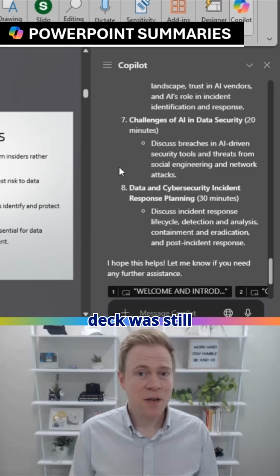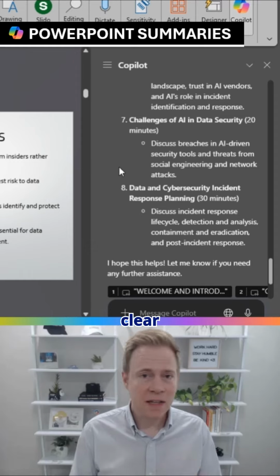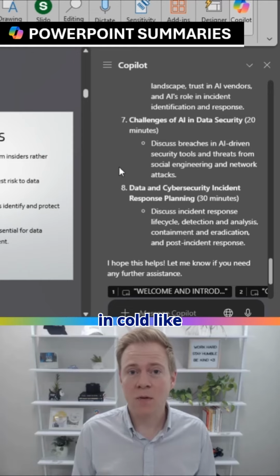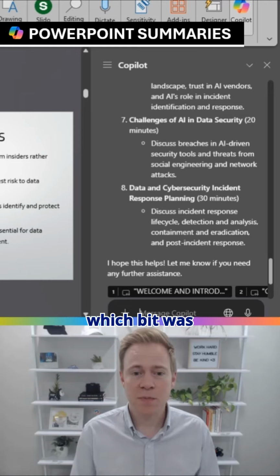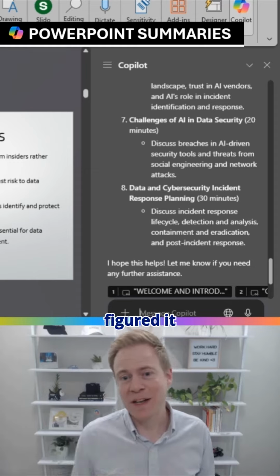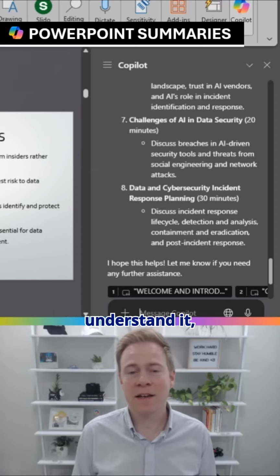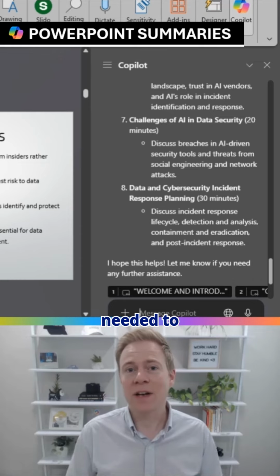And to be fair, this deck was still a work in progress. It didn't have clear separation of sections or speakers or anything like that. And for someone coming in cold like me, it was actually really hard to understand which bit was which. But Copilot figured it out, and it figured it out pretty well, pretty fast, and enough for me to get across it, understand it, and then I could get straight to work on what I needed to update.